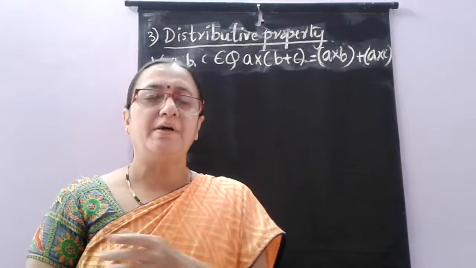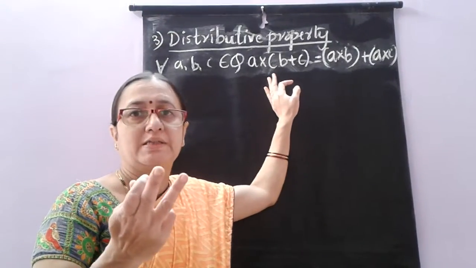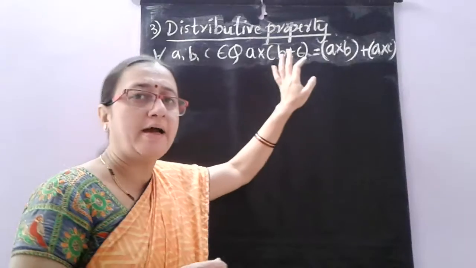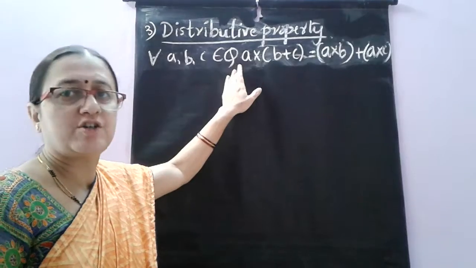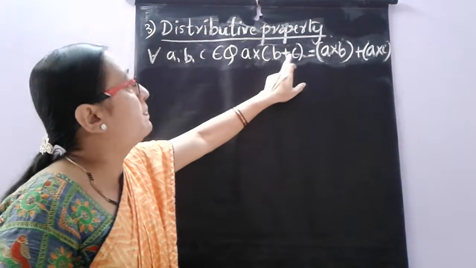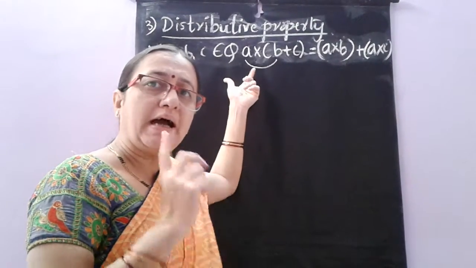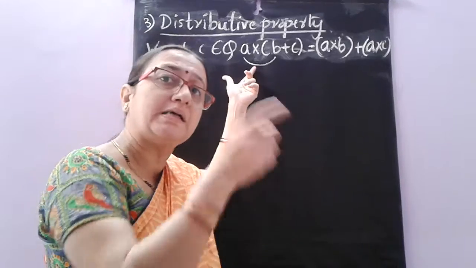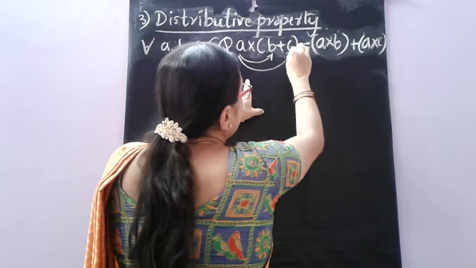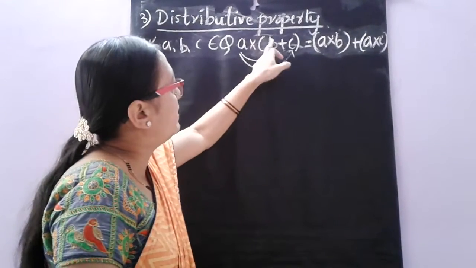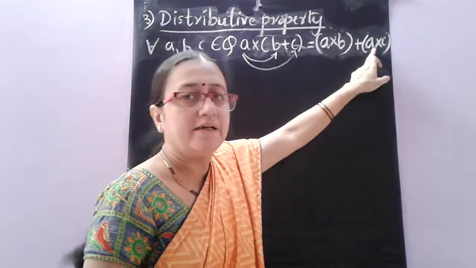Now let us check the third property, that is distributive property. Distributive property is a combination of two operations. It is a combination of multiplication and addition. So for all A, B, C belonging to the set of rational numbers, A into (B plus C) equals A into B plus A into C. What is outside the bracket has to be multiplied with both the variables inside the bracket. So A is multiplied with B, A is multiplied with C here. That is A into B plus A into C here.